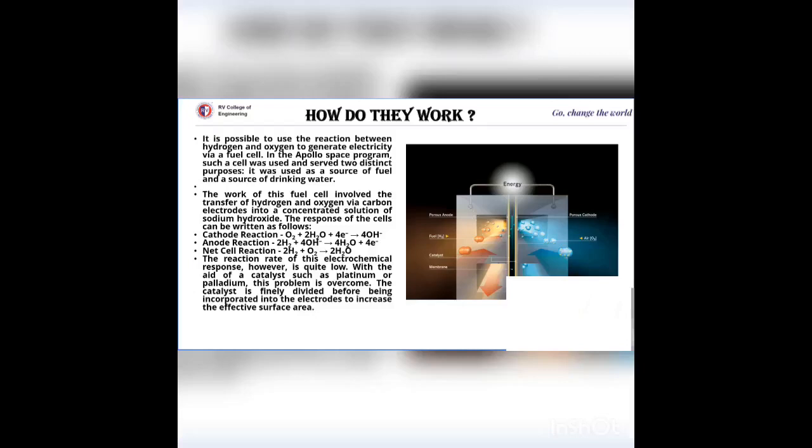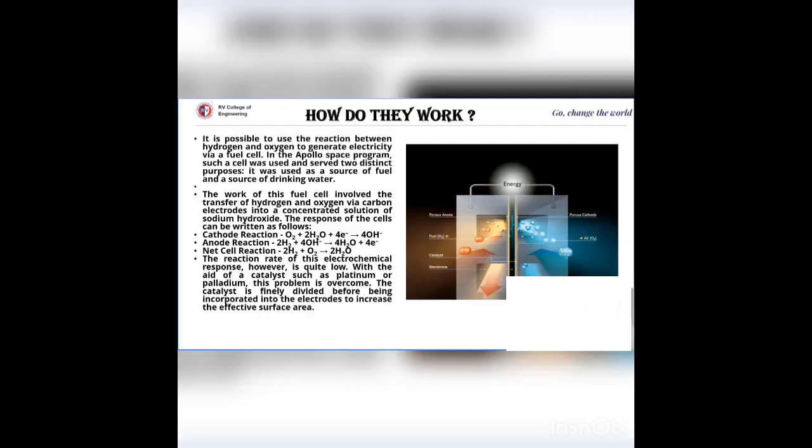Now coming to the working of fuel cells. Fuel cells work like batteries, but they do not run down or need charging. They produce electricity and heat as long as fuel is supplied. A fuel cell can produce energy by using the chemistry between hydrogen and oxygen. Such a cell was employed in the Apollo space program and had two separate uses. It was used as a fuel source and as a water source. This fuel cell functioned by transferring hydrogen and oxygen into a concentrated sodium hydroxide solution using carbon electrodes.